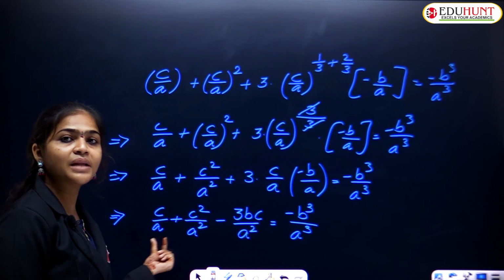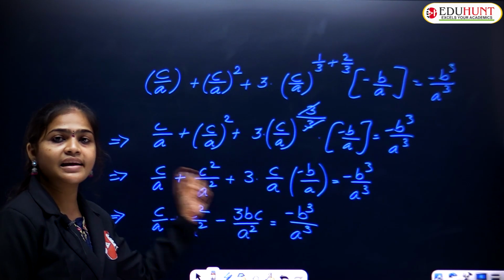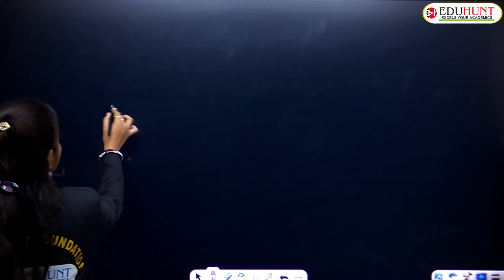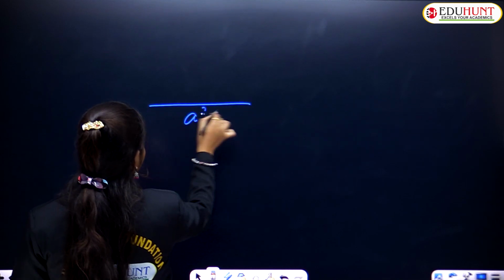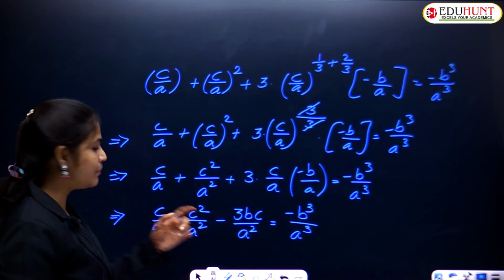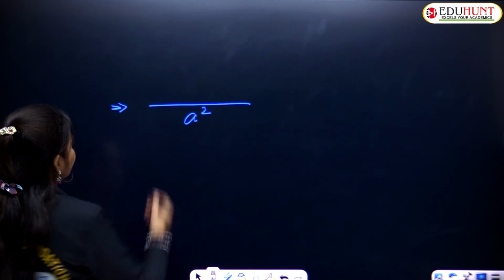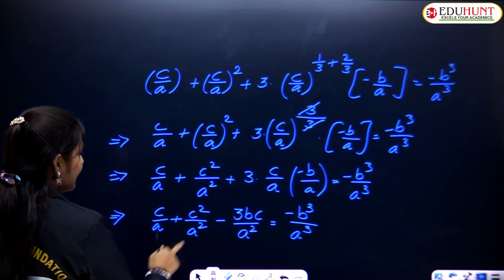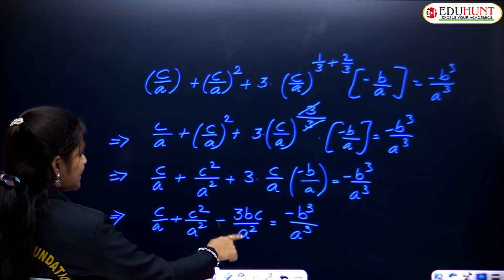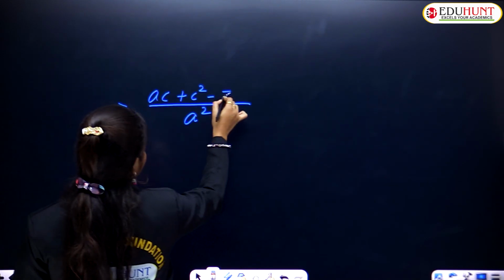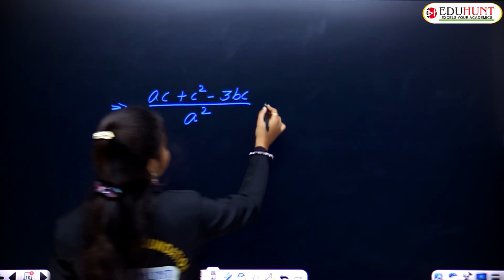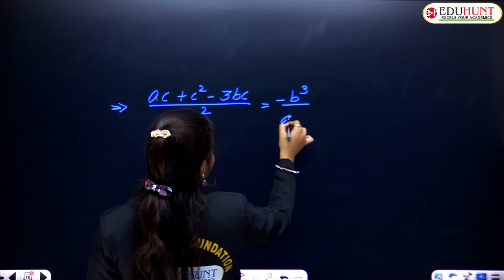So we can take the LCM, that is a and a square, and that LCM is always a square only, no? So what is the LCM here? The LCM is a square. For the leftover terms, a is there only one time, so we have to multiply with another a. So a into c, that is ac, and a square is there, so plus c square, minus 3bc, which is equal to minus b cube by a cube.